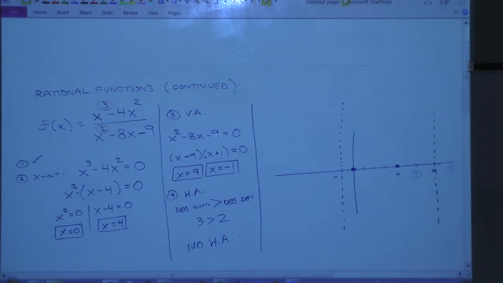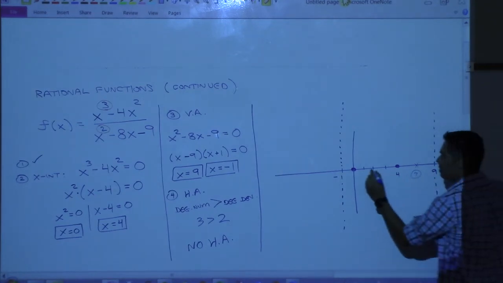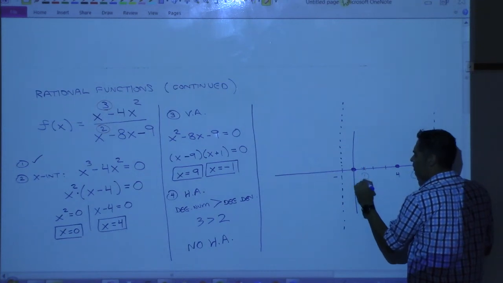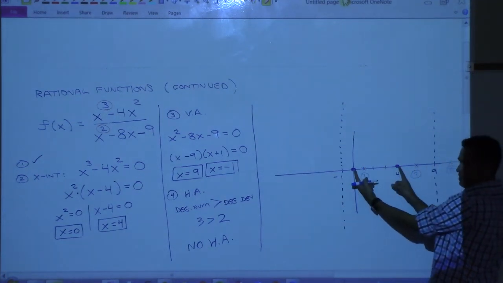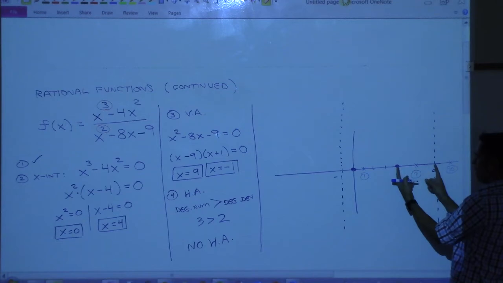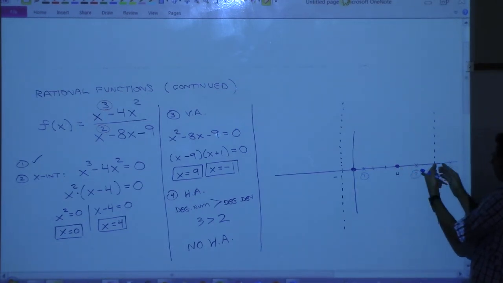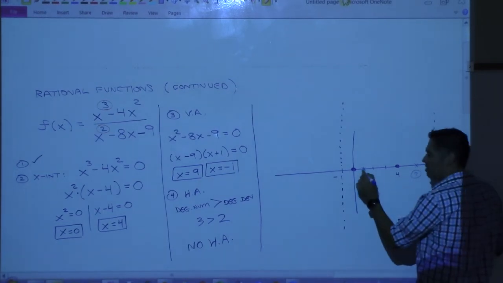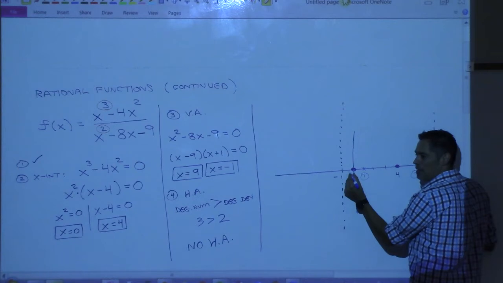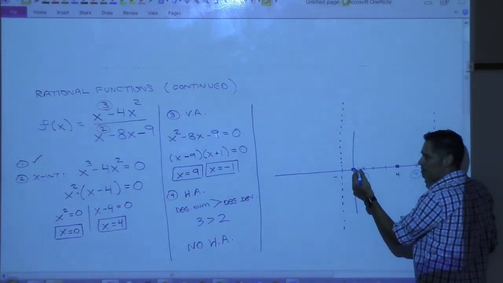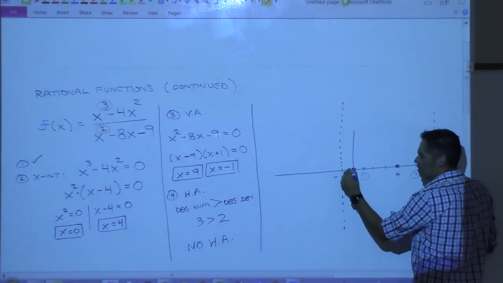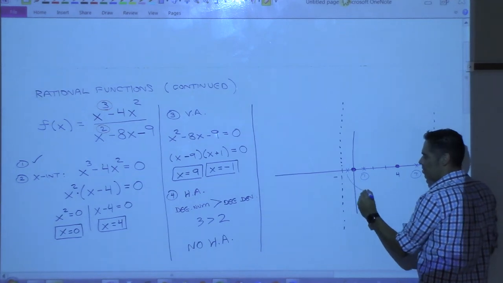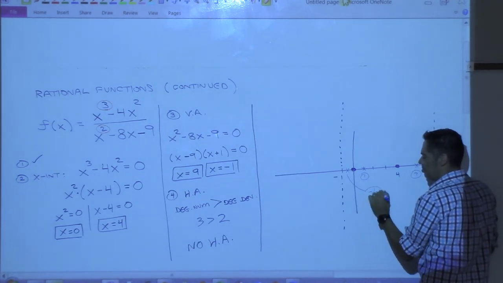Another one? 1. Is 1 a good test point? It's between these 2. I need to know what's happening between here. I know what's happening to the right of this. Go ahead. -1/2. This is the one that sucks. You can't pick a nice number between here. There's no nice integer. You have to pick a fraction. So here, -1/2.